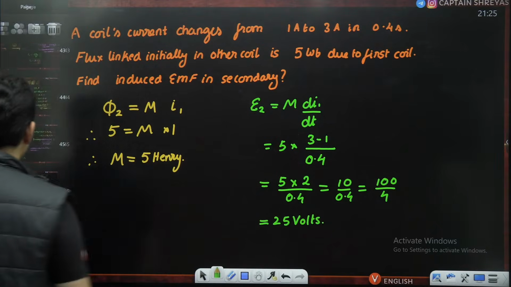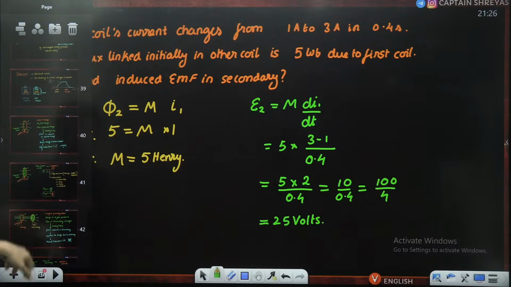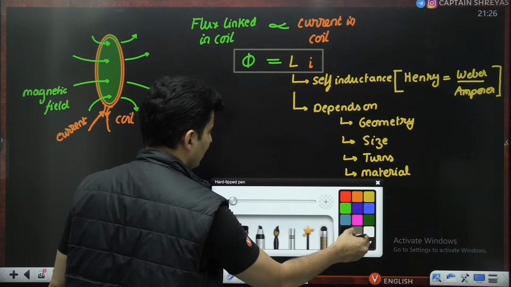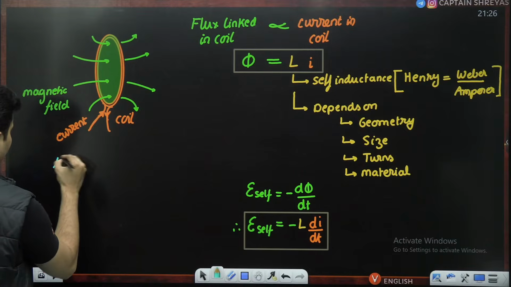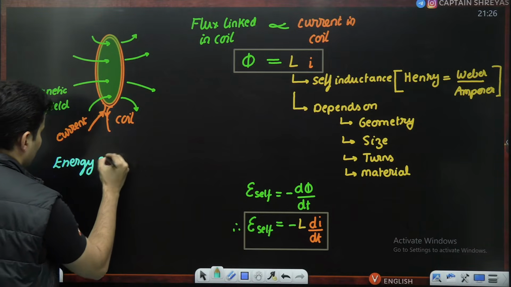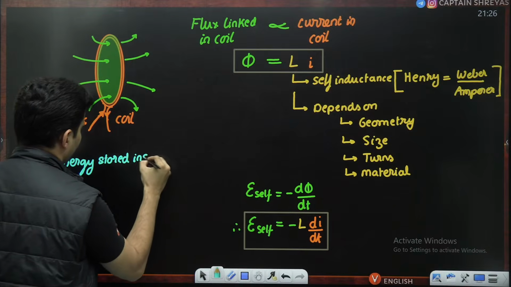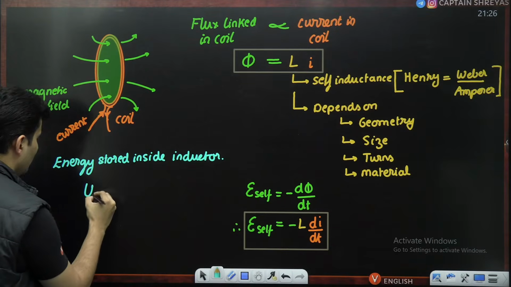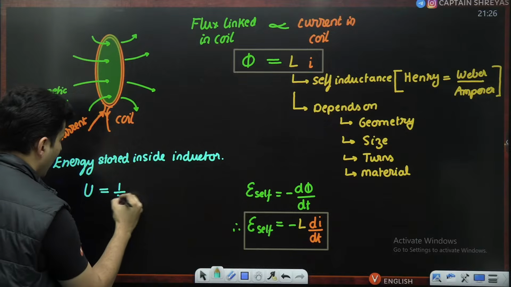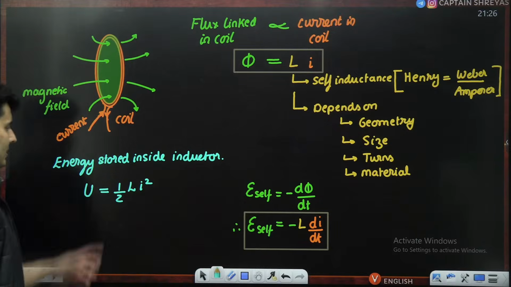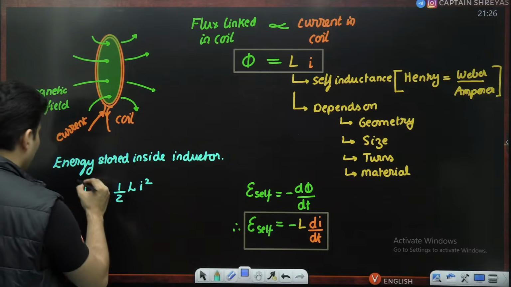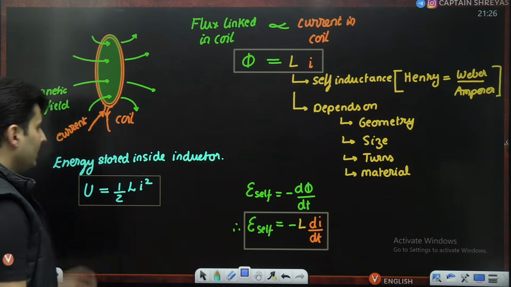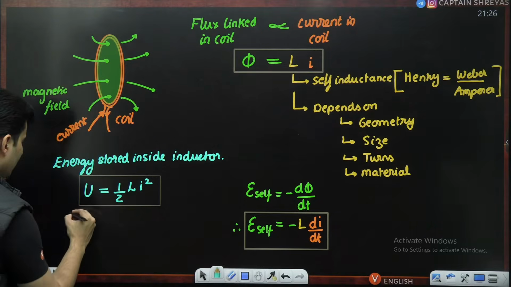Cool? Great. There is one more thing which I wanted to also tell you over here. There is something called energy stored inside an inductor. You should know that as well. I'll write it down over here. The energy stored inside an inductor, U, inside that inductor is given by half L I square. L is the inductance, I is the current. This is another standard formula which you are supposed to know: half L I square, inductance into current square. And this energy which is stored is in the magnetic form.